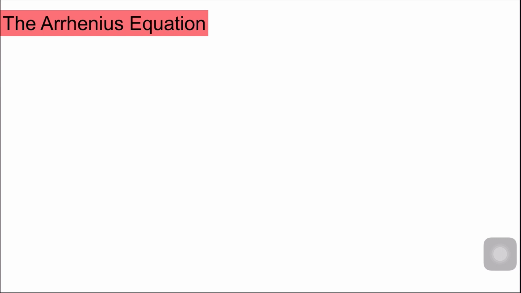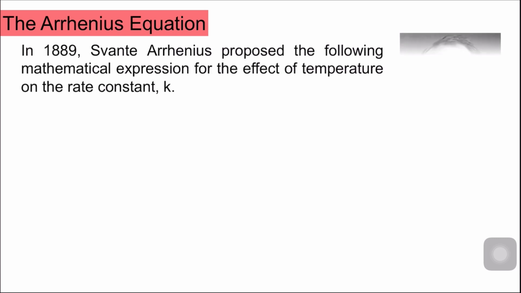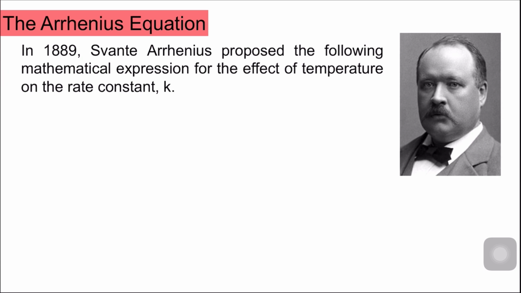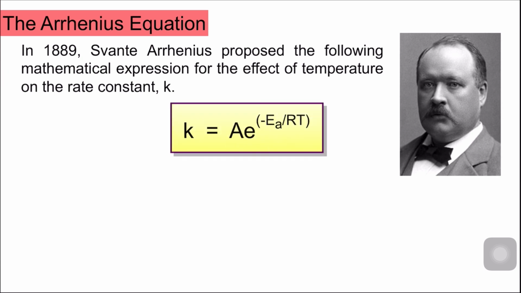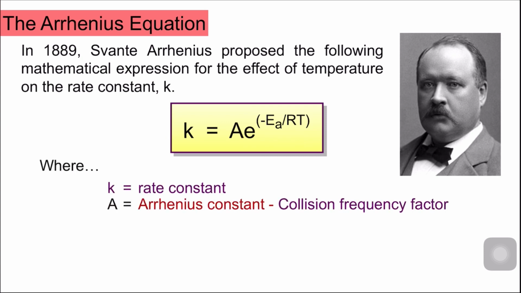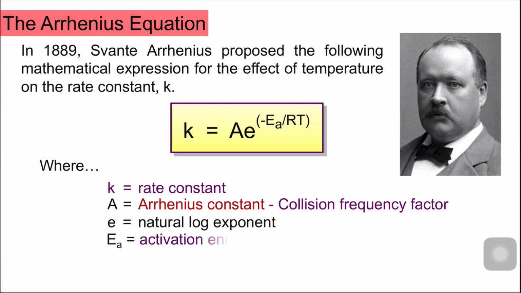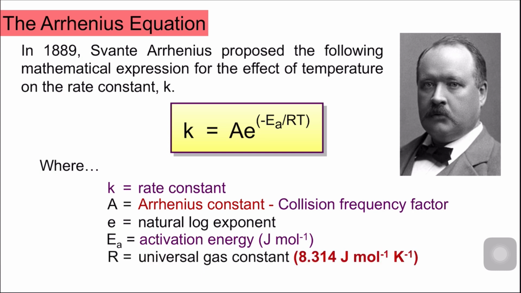Actually, this equation was proposed by this guy for the effect of temperature on the rate constant. So this is the Arrhenius equation. You should memorize this one, where k is the rate constant, A is the Arrhenius constant, or collision frequency factor, another name for that. e is the natural log exponent. Ea is the activation energy. Usually we use the unit joule per mole. And then R is the universal gas constant.